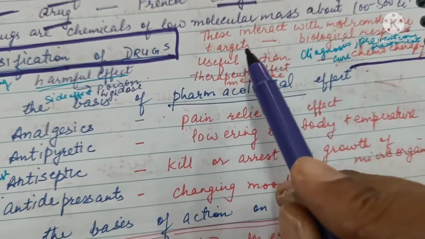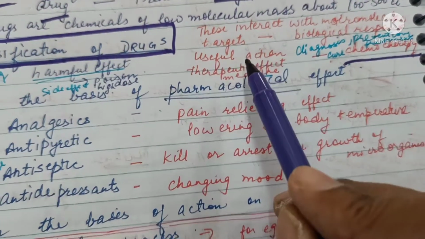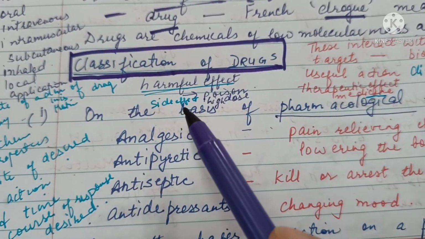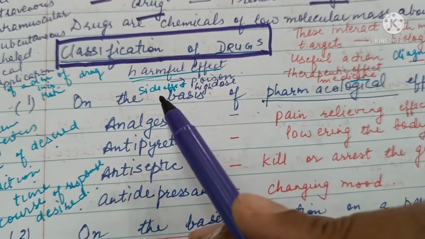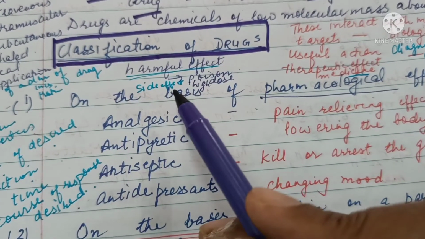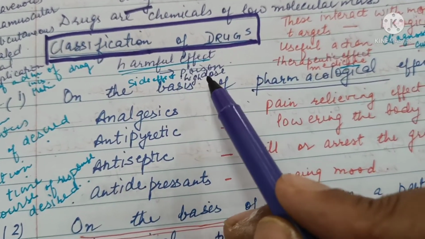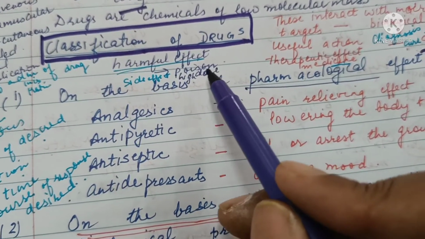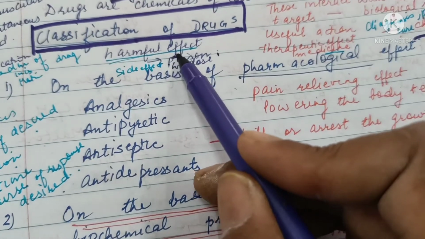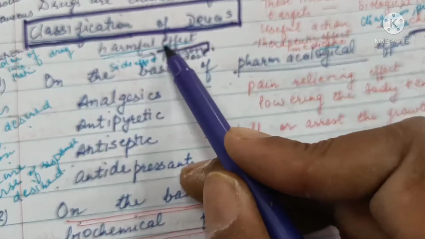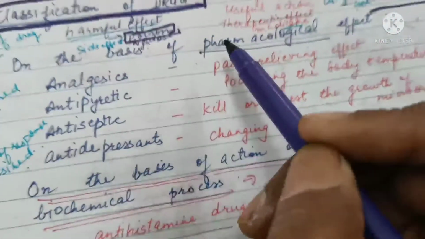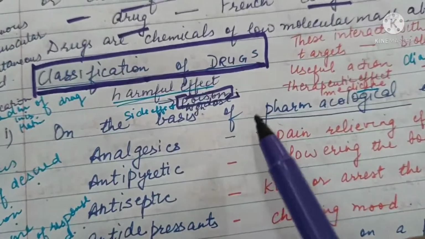But if the effect of chemical is a harmful effect, or if the drug is taken in more than required amount, it may cause side effect and may cause toxicity, then it is called poison. So chemical substance, when it has useful effect, it's called a medicine. When it has harmful effect, it's called poison.